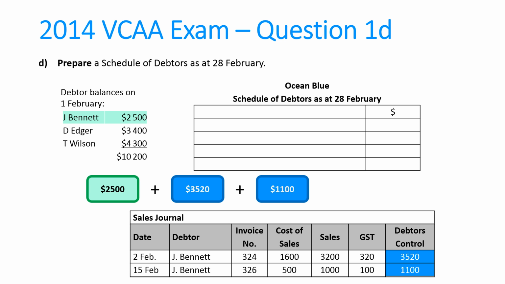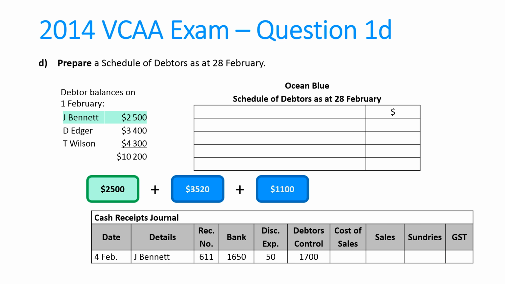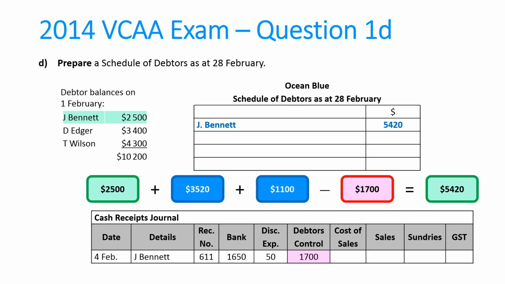However, did Jay Bennett pay us back? If we go to the cash receipts journal, we can see they actually did $1,650, plus they were given a discount of $50, so that's a total of $1,700. If we take all that into account, at the end of the month, Jay Bennett will owe us $5,420. So that'll be the first debtor.